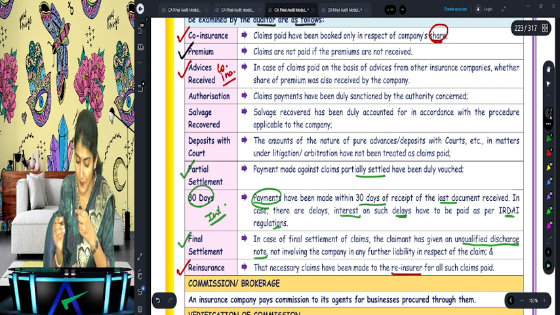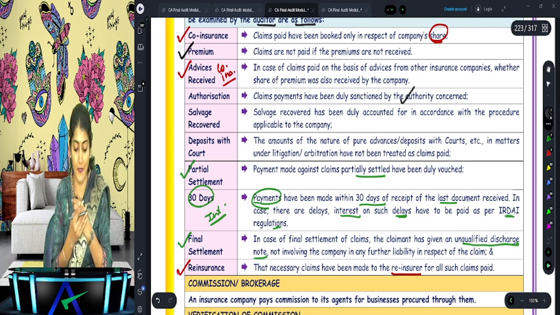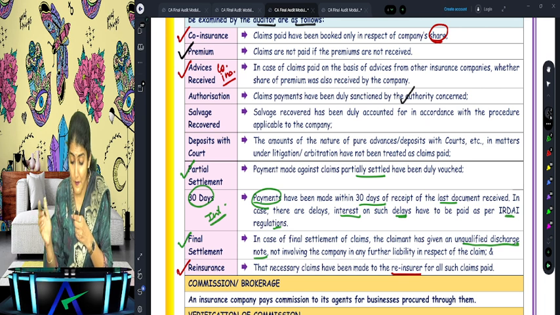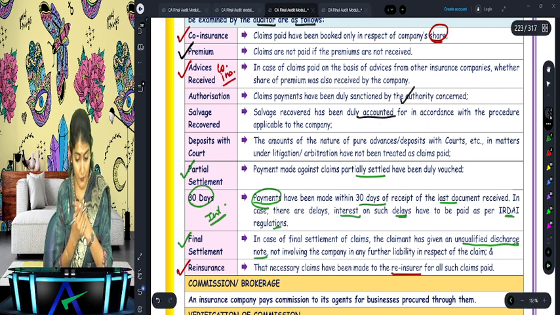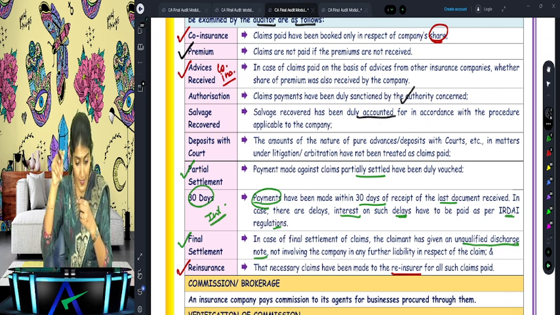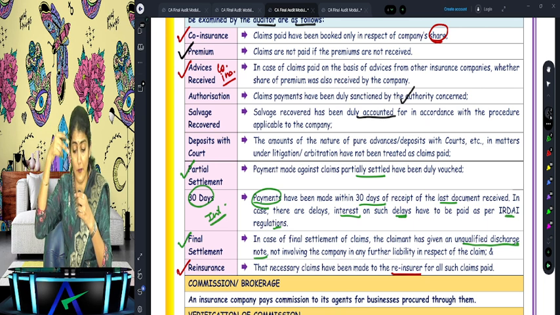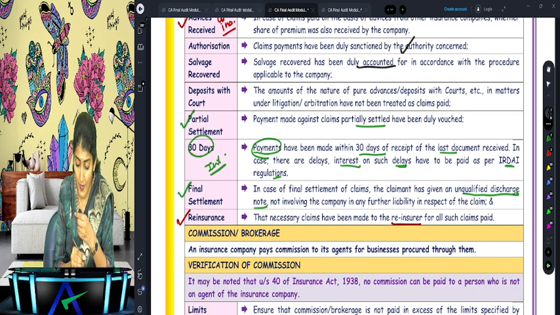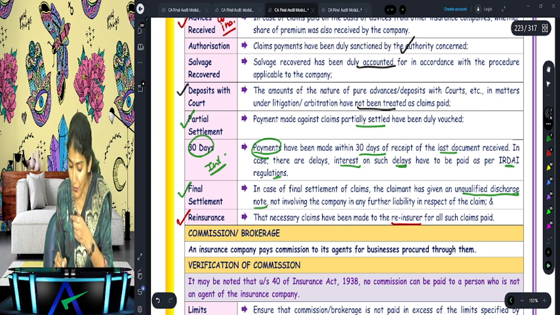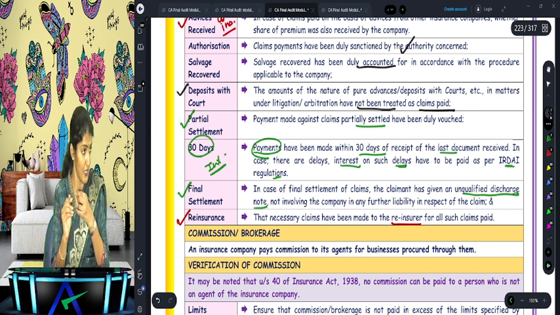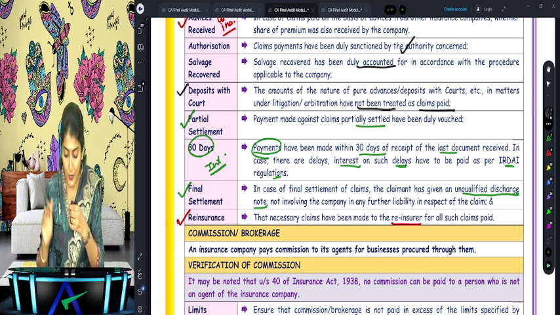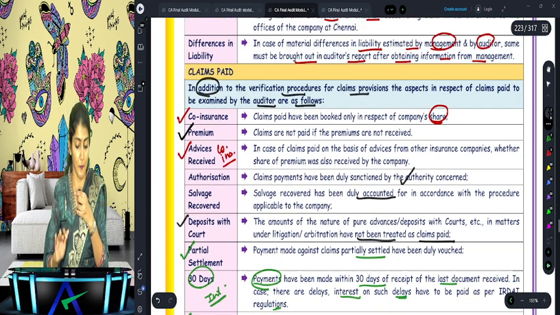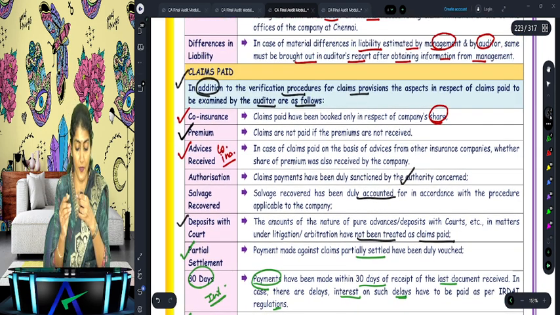So premium has been received, it has been sanctioned by the authority concerned. Then salvage value has been duly accounted for, right? So premium has been collected, then the claim payment has been authorized, then salvage value has been accounted for. And what does it say? Amounts deposited with the court have not been treated as the claims paid. So these are the points we have for the claims paid.